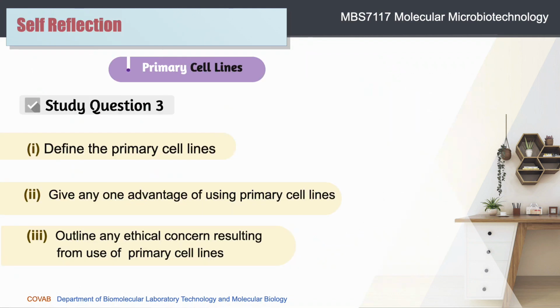It's time for self-reflection. What have we learned concerning the primary cell lines? This time we're going to look at study question 3. Number 1, define the primary cell lines. Number 2, give any advantage of using primary cell lines. Number 3, outline any ethical concerns resulting from the use of the primary cell lines. If you have any difficulty in obtaining the answers to these questions, please review the previous section.